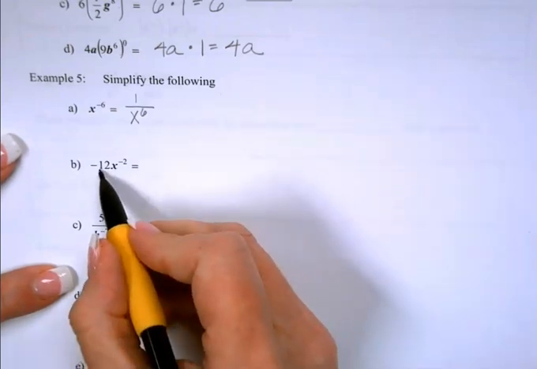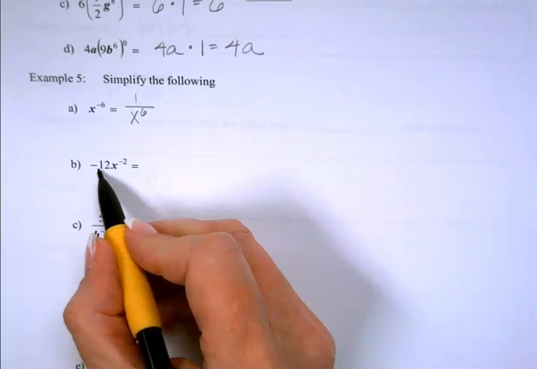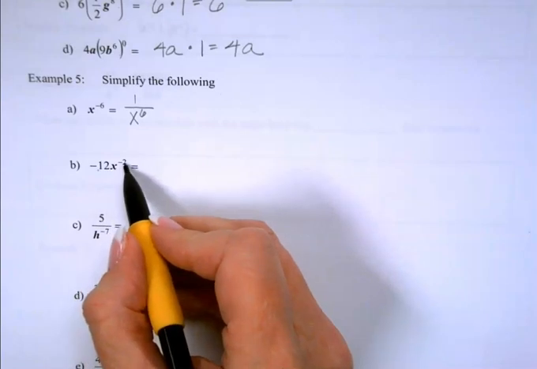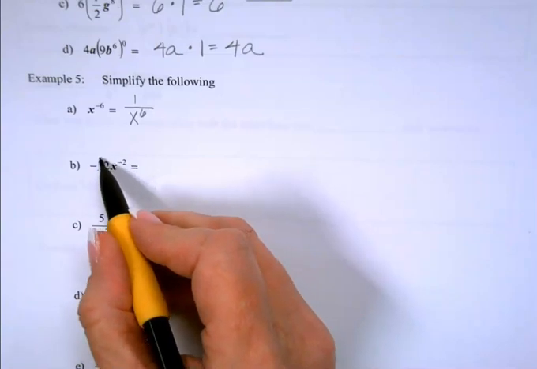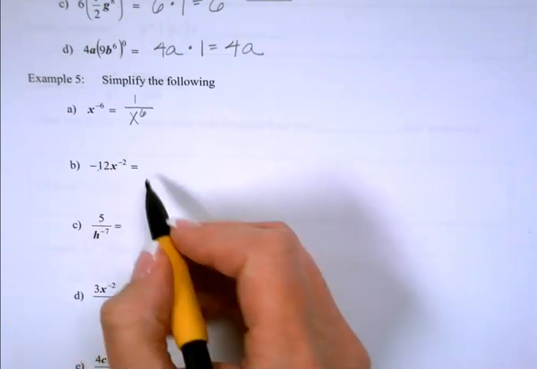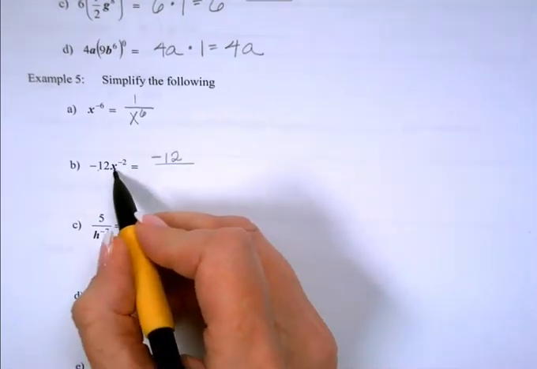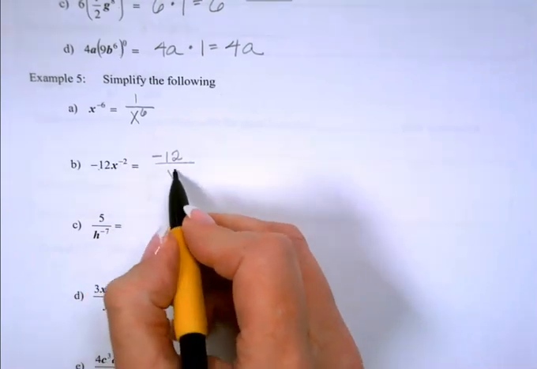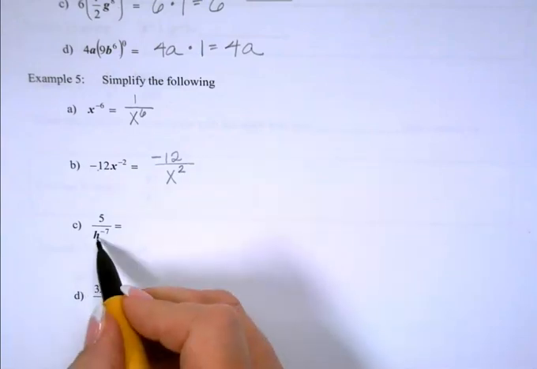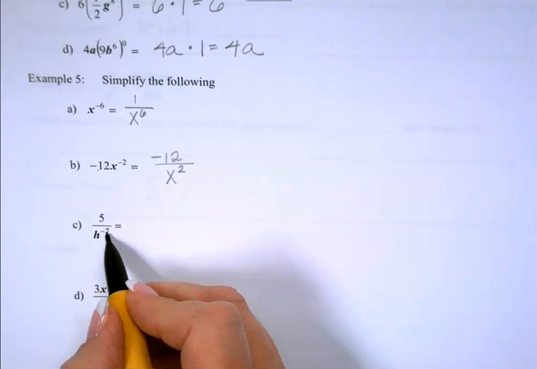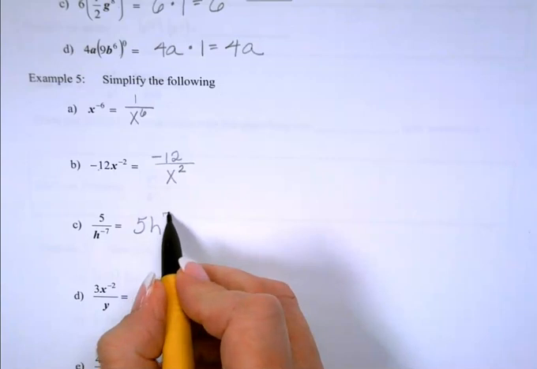On the next example, the negative in front of the 12 is not an exponent, so it doesn't flip. And the negative 12 is not to the exponent of negative 2. If I wanted the negative 12 to that exponent, I'd have to put that in parentheses. But it's not in parentheses, so the negative 12 will stay on top. And that x to the negative 2 will flip to the bottom, and that becomes a positive exponent now. If it starts on bottom and you have a negative exponent, it will flip up to the top. So this becomes 5h to the 7th.